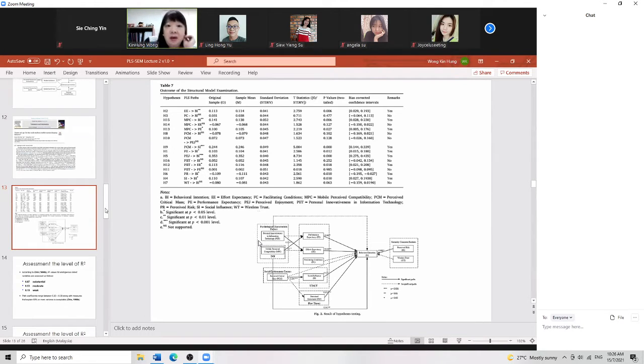All right, so this is the outcome of a structural model examination that you have here. Sample means, the p-value, the bias corrected confidence interval. Here you see this minus sign, that means it contains 0, all right? That means not supported. Minus sign, contains 0. This one also has a minus sign, so there's 0. This one all minus, okay, this one contains 0, all right?